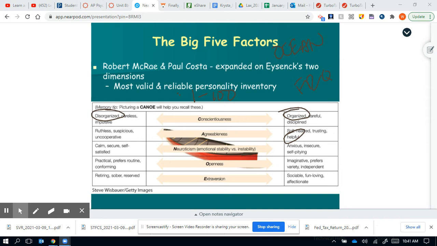Gotcha. Okay. All right. Neuroticism. Neuroticism is how emotionally stable we are. Being neurotic is like being anxious. Low on it, you're more calm. High on it, you're more anxious. And then again, in the middle, there are all these different traits.